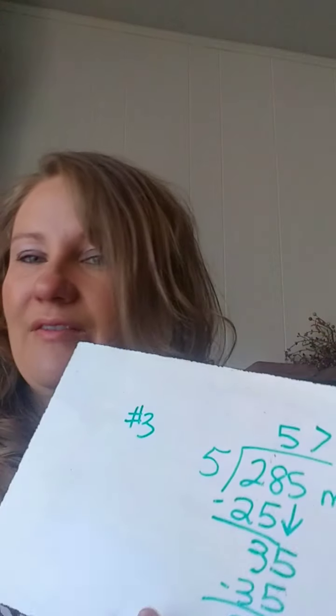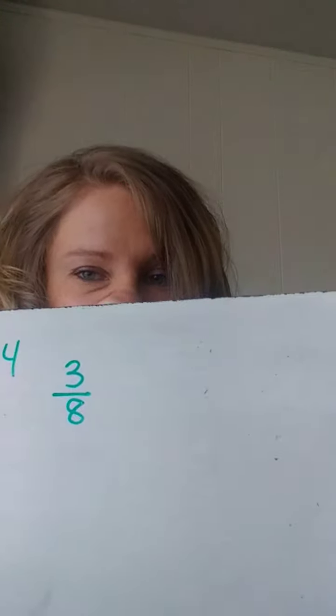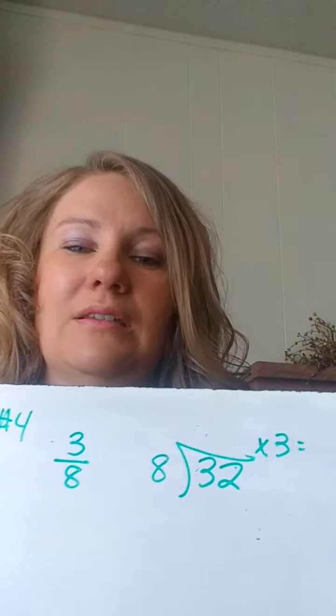All right, Elsa found, for number 4, Elsa found 3/8 of the 32 pencils in the room had no erasers. How many pencils had no erasers? So if we take 32 pencils, we'll divide it by 8 to figure out what 1/8 is. And then we'll multiply that number by our numerator 3. And that'll tell us how many pencils there are.